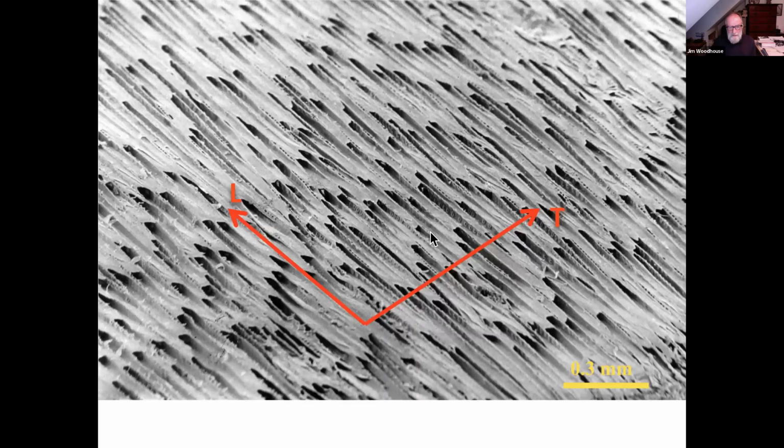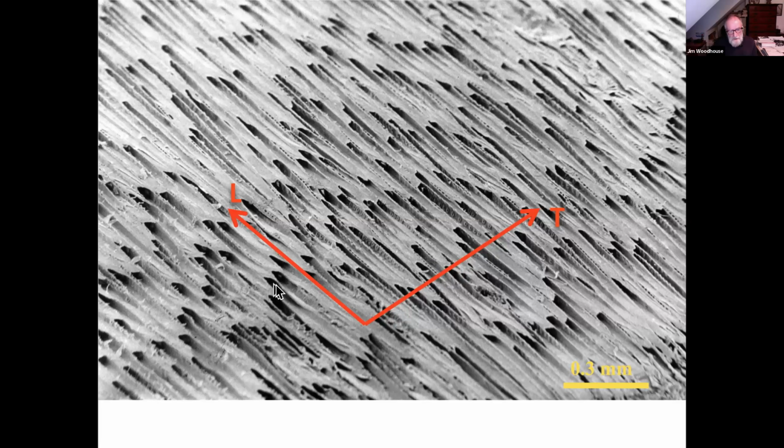Here's a different plane. Now this is the longitudinal transverse tangential plane. This is the plane you'd get if you do a cross section through the thickness of a soundboard, if it's perfectly quartered. Not so structured. It all looks rather random.